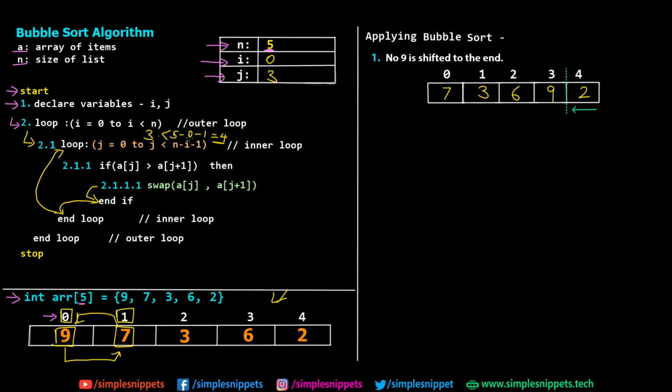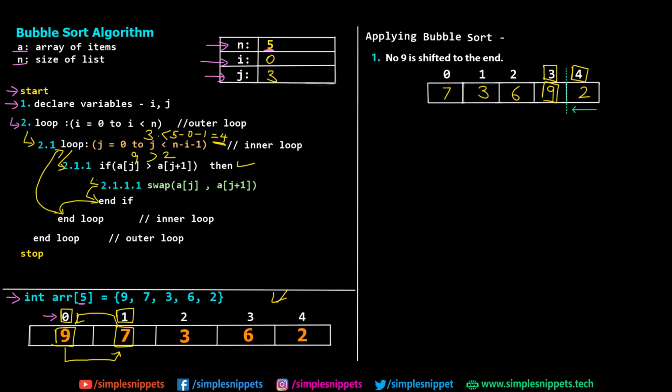Now 3 is still less than 4. The 4 value is still the same because j should be less than n minus i minus 1. n is 5, i is 0. 5 minus 0 is 5. 5 minus 1 is 4. So 3 is still less than 4, obviously. We will go inside this loop. Again a comparison is happening: a of j. Now j is 3. The value at index position 3 is now 9. So is 9 greater than a of j plus 1? j plus 1 is 4. The value at index position 4 is 2. Is 9 greater than 2? Yes.